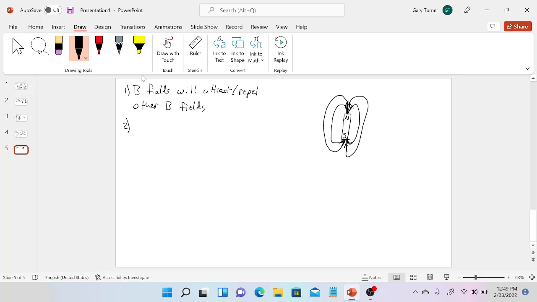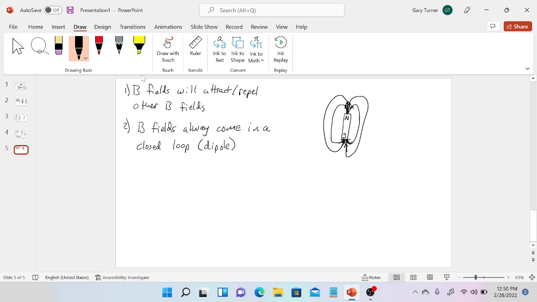Rule number two, B fields always come in a closed loop. In other words, we will always have a dipole. We will always have a north and a south pole. We've never found a magnetic monopole. We've never found a magnet where we have just a north pole or a south pole.